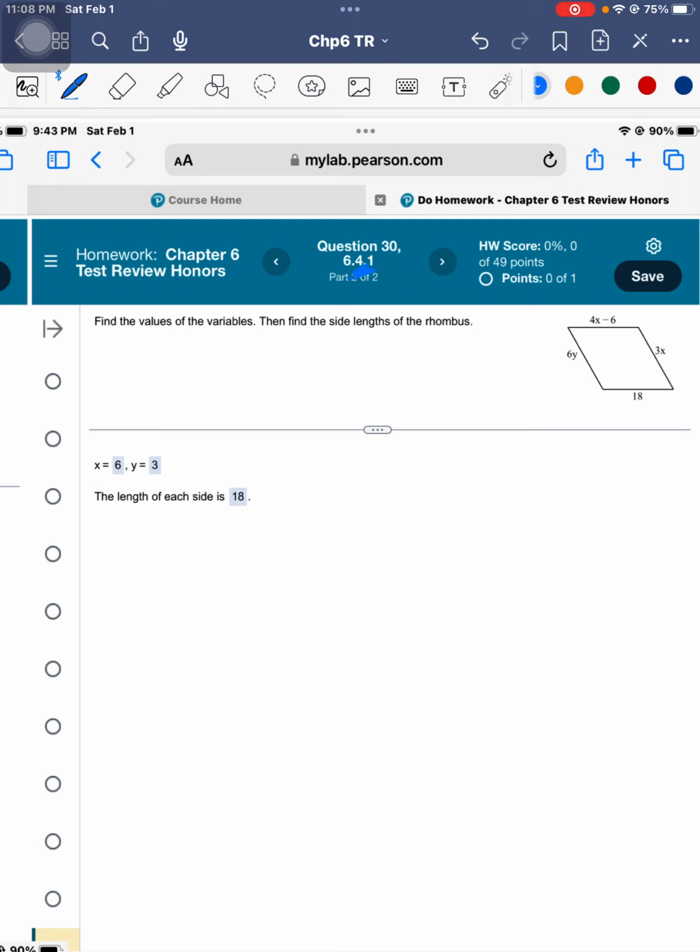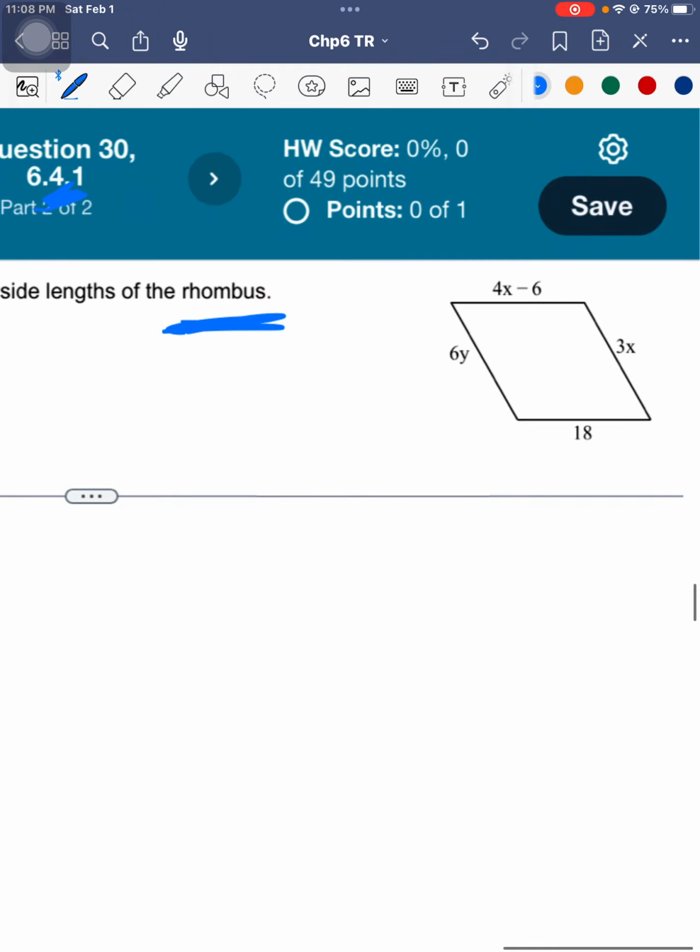All right, so let's continue with the chapter 6 test review. So we're almost done. Find the values of the variables, then find the side lengths of the rhombus. Okay, so if this is a rhombus, what specifically are we looking at? We're looking at the sides of a rhombus. What do we know about the sides of a rhombus?